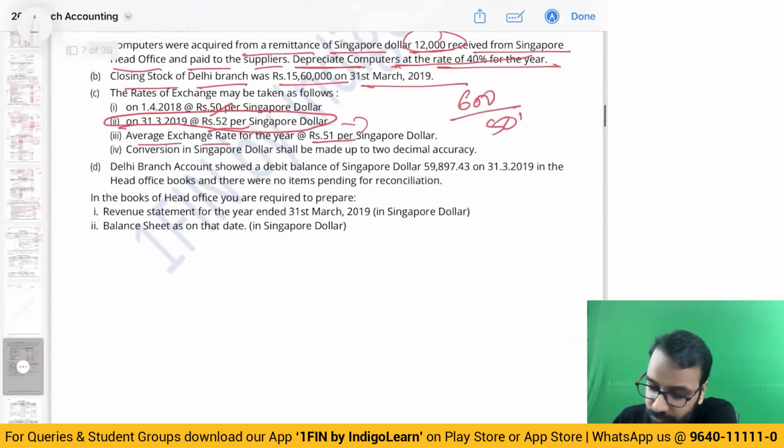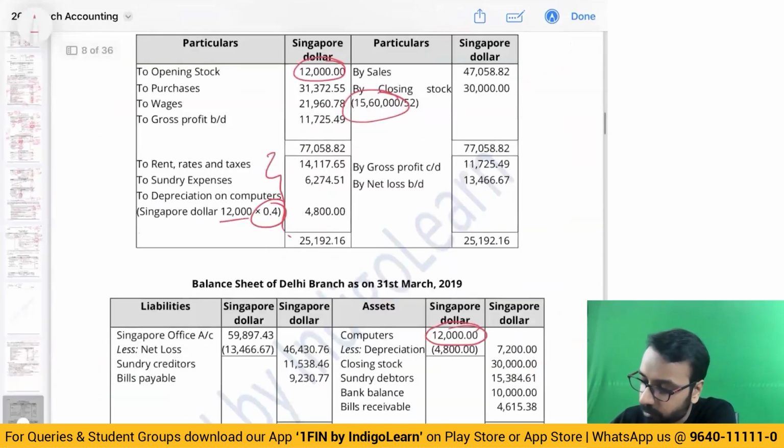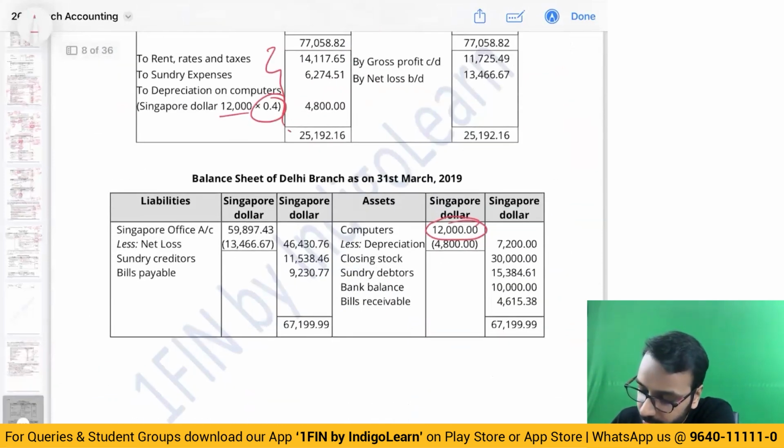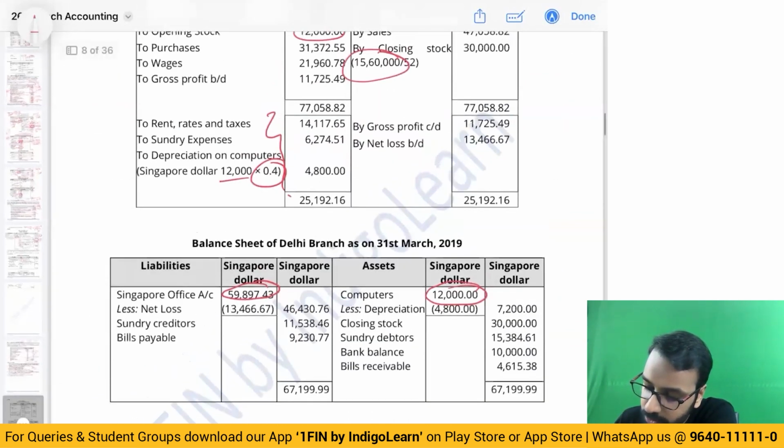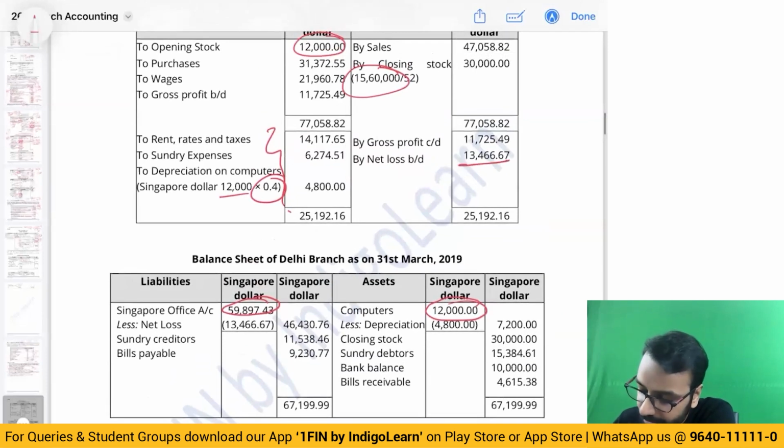Average exchange rate for the year is 51. Given I've taken, conversion shall be made up of this two decimal currency. Delhi branch account showed a debit balance of Singapore dollar 59,897 on 31st March in the head office books, and there is no item pending for reconciliation. So this becomes my closing balance of head office. And whatever is the loss, that loss you will take and transfer to the head office account.